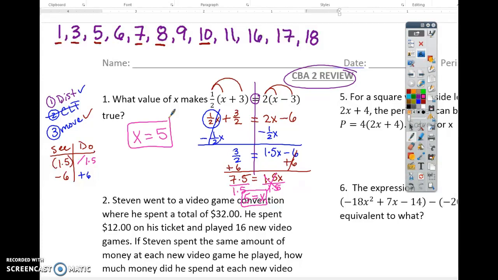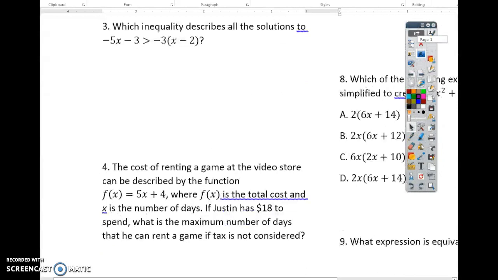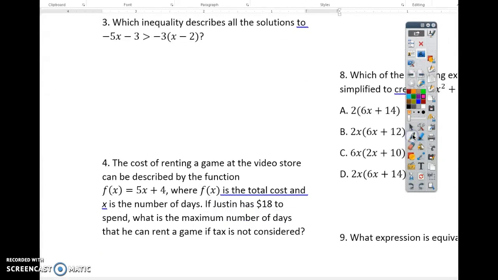Problem number 3, you're going to do the same thing. Okay, it's an inequality, but you still have to put the line down the middle, and you still have to follow the steps. Step number 1, distribute. So you have to distribute the negative 3 to both of those. Negative 3 times x is negative 3x. Negative 3 times negative 2 is a positive 2. Bring down the symbol and bring everything else down, minus 5x minus 3.